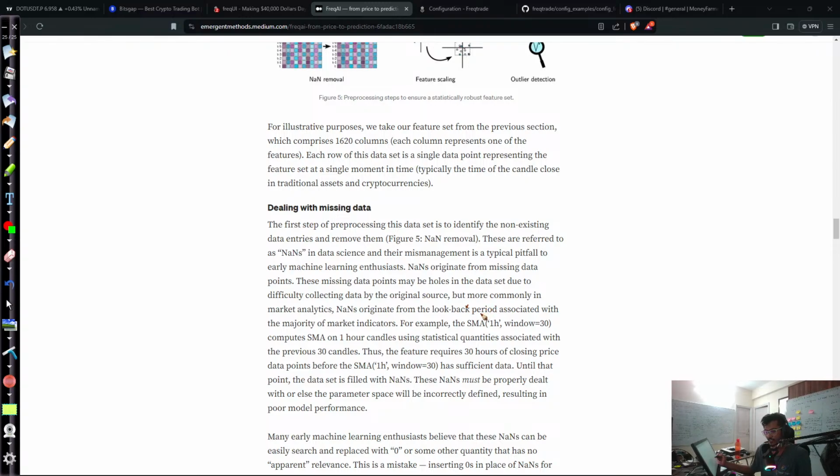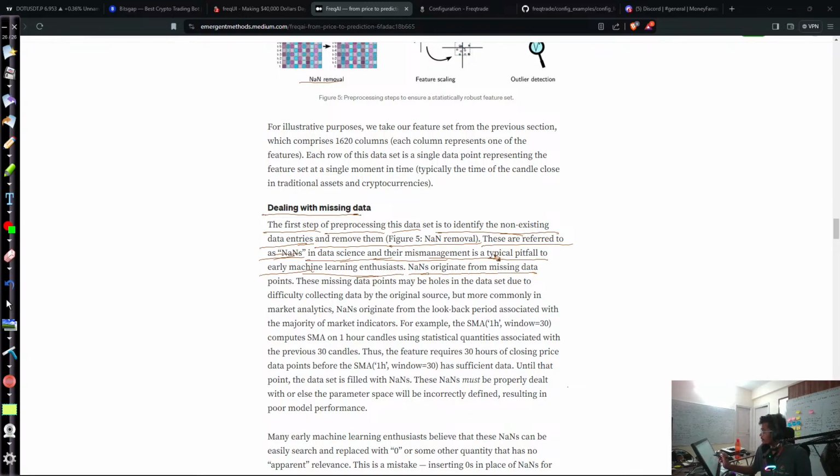Okay, now let's continue. Dealing with missing data. The first step of pre-processing this data set is to identify the non-existing data entries and remove them. Just remove them. As we see in the example there, these are referred to as NaNs, which basically means not a number. NaN means not a number, or just that it's nothing, basically, in data science, and their mismanagement is a typical pitfall for early machine learning enthusiasts.